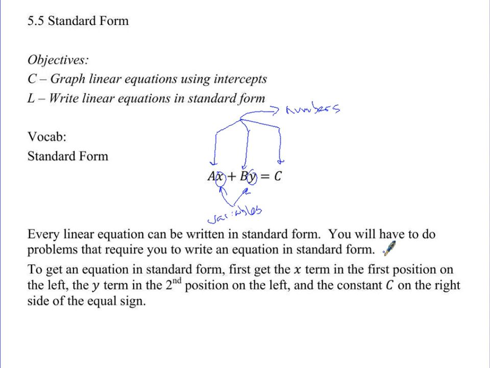To get an equation in standard form, first, get the X term in the first position on the left. Then, the Y term in the second position on the left. Then the equal sign, and then the constant C on the right side of the equal sign. Once you have all of those in the correct position, then you're most of the way to being in standard form. There are some rules that we're going to have to learn that we have to follow for standard form. Somebody a long time ago made up those rules, and we have to follow it to be actually in standard form. There's 3 rules that we're going to learn. But the point is, right now, X comes first, then Y, then the constant on the other side of the equal sign.